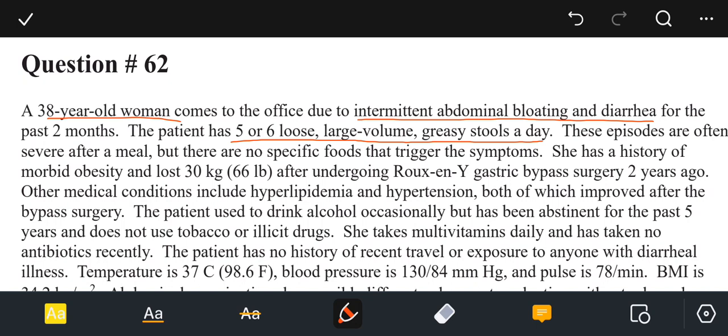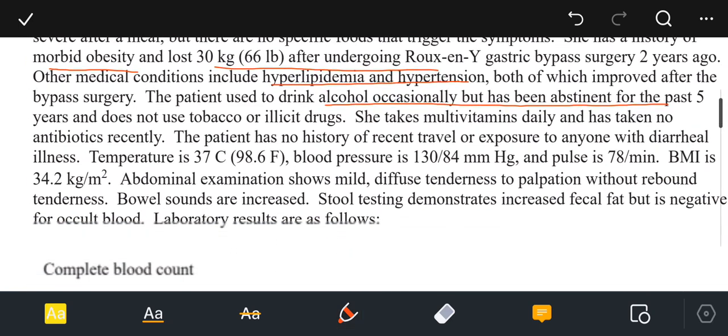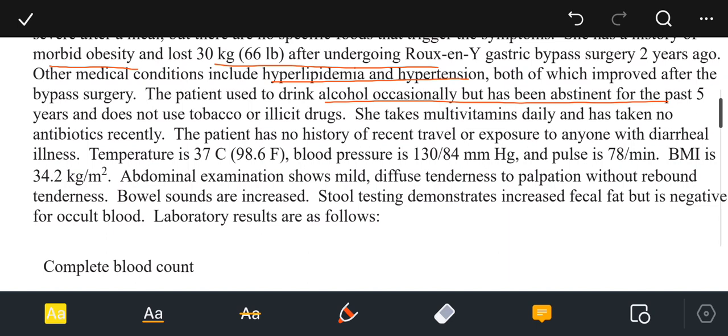She has a history of morbid obesity and lost 30 kgs after undergoing Roux-en-Y gastric bypass surgery 2 years ago. Other medical conditions include hyperlipidemia and hypertension, both of which improved after the bypass surgery. The patient used to drink alcohol occasionally but has been abstinent for the past 5 years and does not use tobacco or illicit drugs. She takes a multivitamin daily and has taken no antibiotics recently. The patient has no history of recent travel or exposure to anyone with a diarrheal illness.